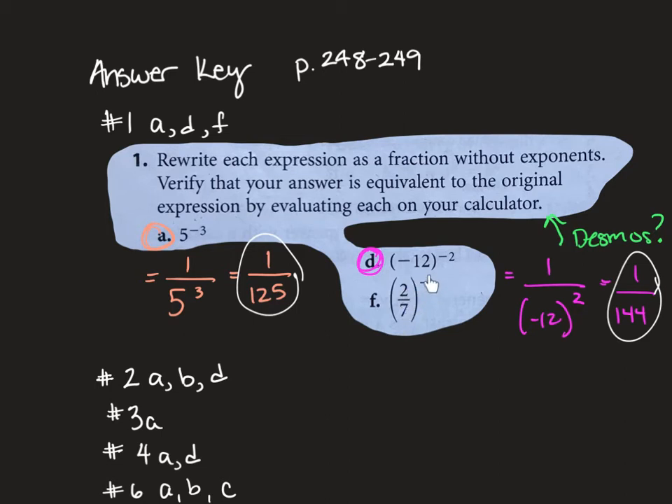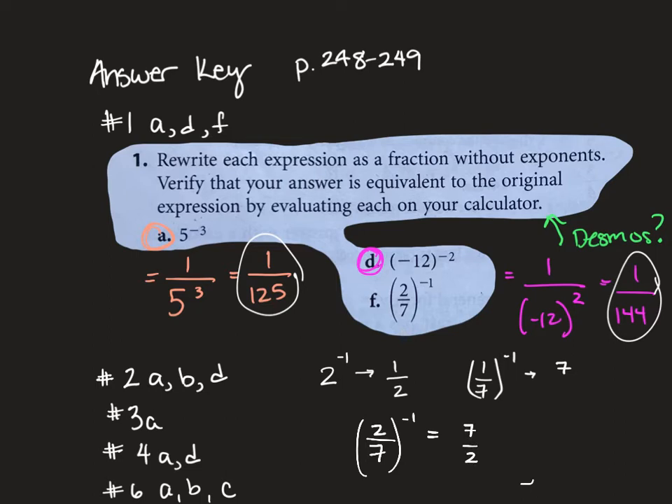And then this one, we've got 2/7 to the negative 1. Okay, so here's where things get a little bit challenging, but really, if you had 2 to the negative 1, that would be the same as 1/2. If you had 1/7 to the negative 1, that would be the same as 7. And so the numerator here, the top part, is just going to end up in the denominator. And the denominator, the bottom part, is going to end up in the numerator. So this 2/7 to the negative 1 is equal to 7/2. And if you wanted to do that as a decimal, you could write 3.5. And that obviously would also be okay. Let me know if you have questions on those, and let's move on to number 2.